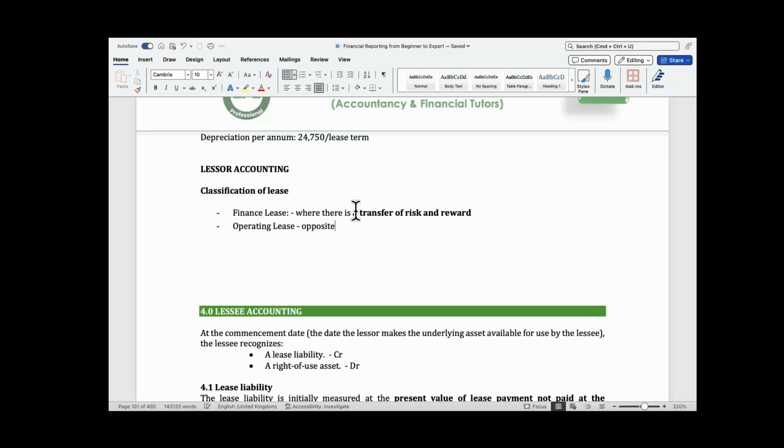So from my explanation now, if the lessor is able to identify that he has entered into a finance lease, then he will really have to derecognize the asset.